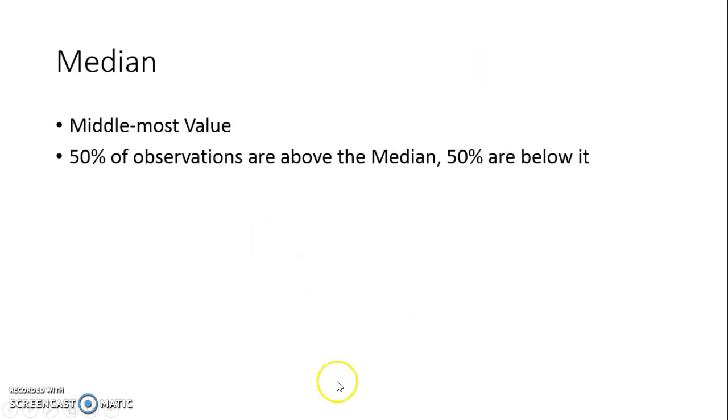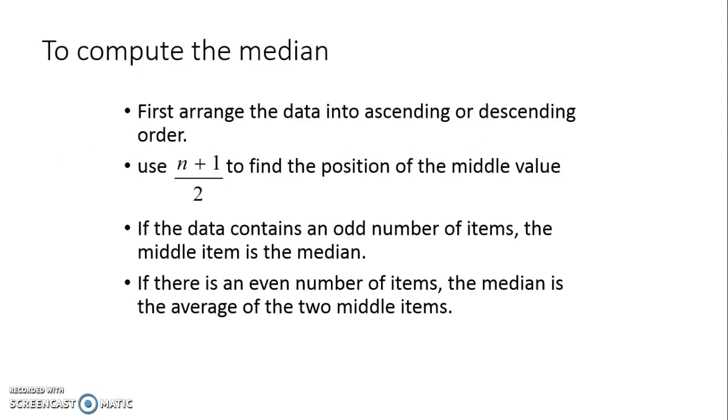Next is the median. Median is the middlemost value. Basically, median is that value where 50% of the observations lie above the median and 50% of the observations lie below the median. To compute the median, first we have to arrange the data into ascending or descending order. We use the formula n plus 1 by 2th observation.